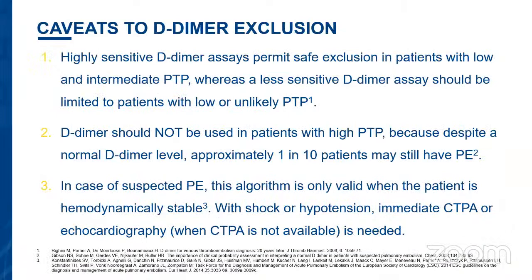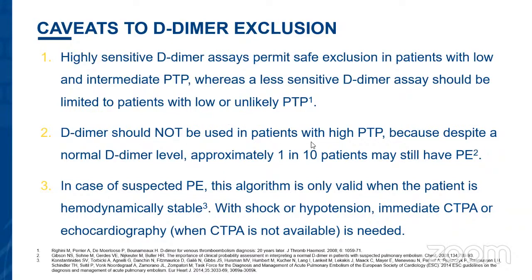Now, there are some caveats, and I want to present them because, as you all know, no test is perfect. So you must always have this at the back of your mind when making decisions for the patient. The first one, for you to have safe exclusion of VTE in patients with low and intermediate PTP, you must have a high sensitivity D-dimer assay, not just any D-dimer assay, but one that is highly sensitive. If you have a less sensitive D-dimer, then the D-dimer assay should be limited to patients with low or unlikely probability.